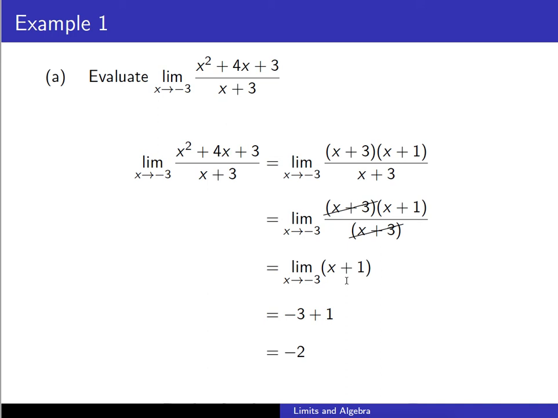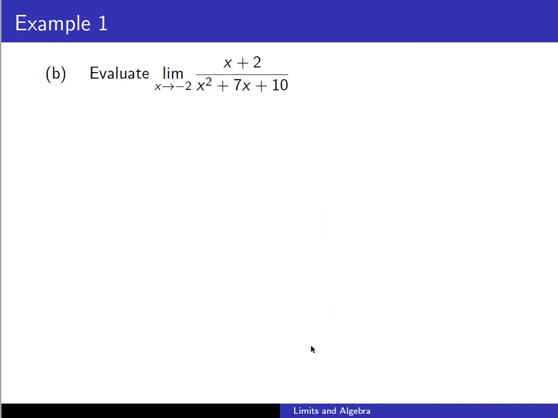And if we look at a table of values for this example, plugging in numbers that are really close to negative 3 for x, our outputs are going to get closer and closer to negative 2. Likewise, if we look at the graph of this function, there's a hole in the graph at x equals negative 3. The y-coordinate of that hole is negative 2, which happens to be the limit.